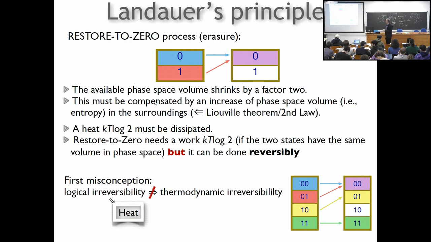So, the simplest model of a memory, the universal model of a memory, I would say, is a system whose phase space is split into two regions, 0 and 1. We call it a symmetric memory when these two regions have the same volume in phase space. The volume in phase space plays a very important role. It's related with the entropy, the Boltzmann entropy.